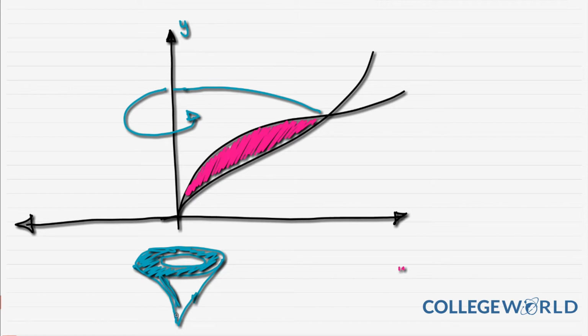Excuse the drawing, I can't exactly draw in 3D in here. I need to do shading and such, but whatever. Anyway, so this is going to be a 3D shape.